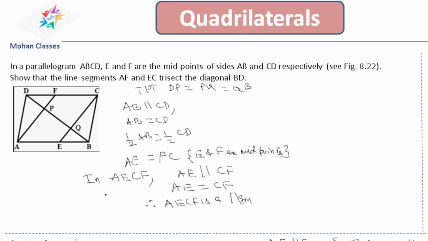Now let us take AF parallel to EC, opposite sides of a parallelogram, because if AECF is a parallelogram, then AF parallel to EC, right? We have proved AECF is a parallelogram, therefore AF parallel to EC, opposite sides are parallel, right?